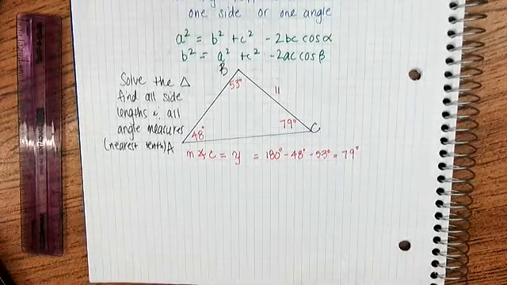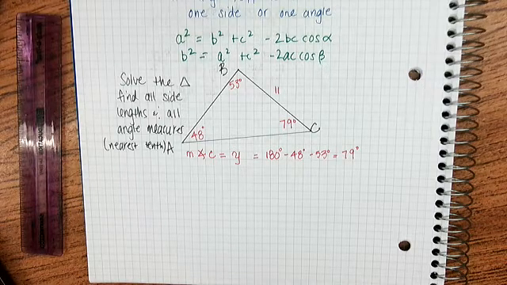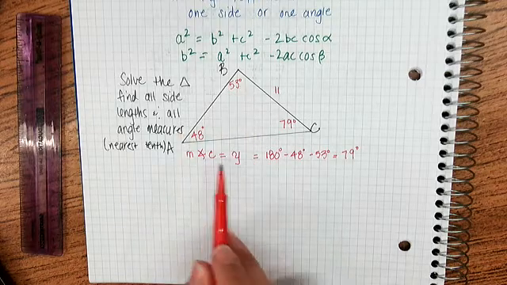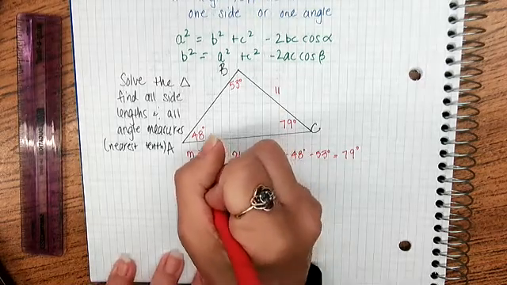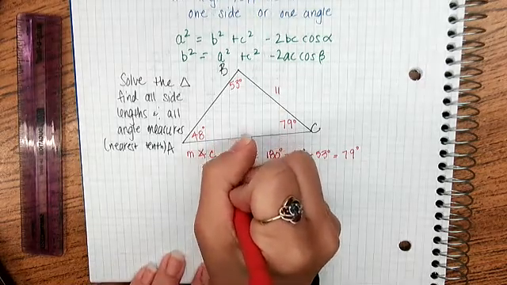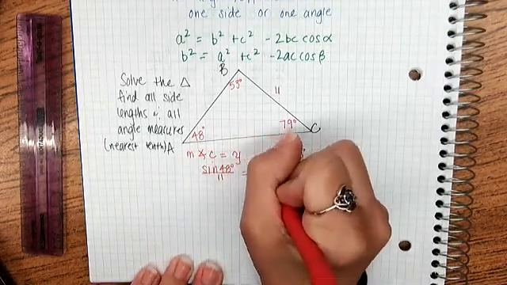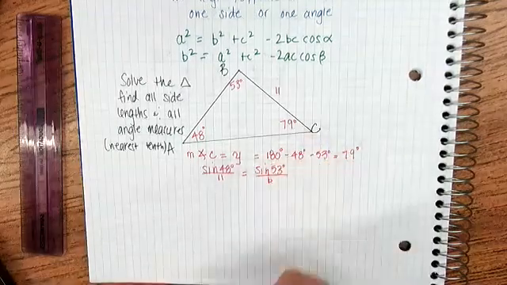The third angle must be 79 degrees, since the three angles in a triangle add up to 180. It doesn't matter if I find side B or side C, but I'm going to use the law of sines because I know all the angles and an opposite side. So I can set up my ratio as the sine of 48 over 11 is equal to the sine of 53 over B.